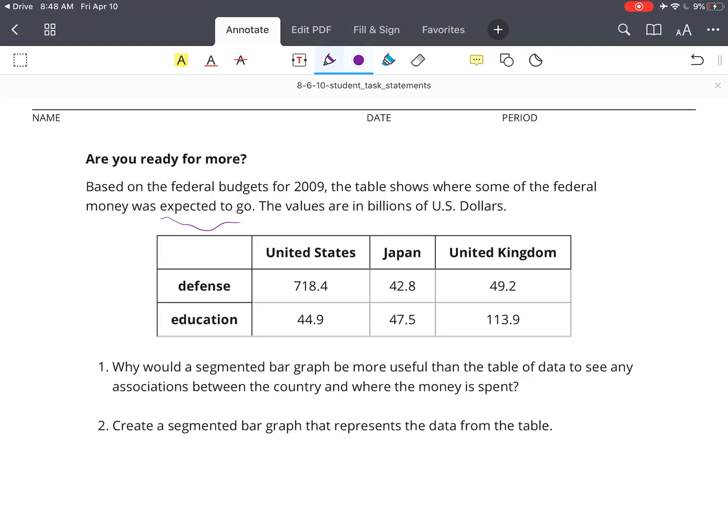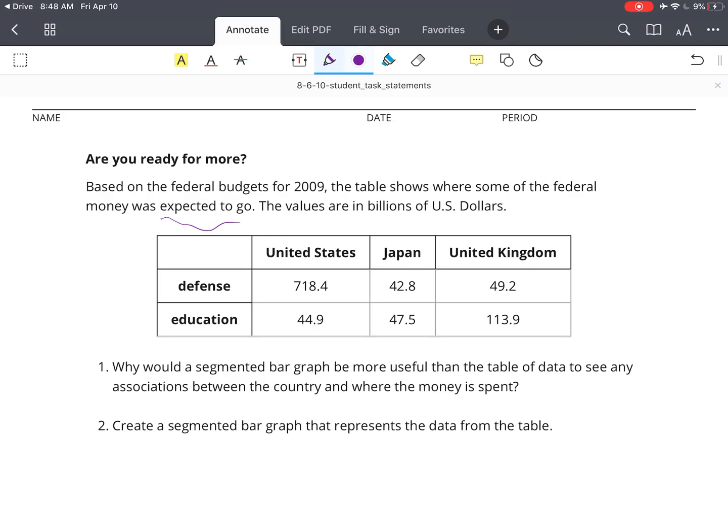Ooh, this triggers me. So the United States spent $718.4 billion on national defense, aka the military, and they only spent 44.9 on education. Mind you, we have 300 million people, okay? Now Japan spent 42.8 billion on the military, but they spent more, not only on education, but more than what the US is spending. And the population of Japan is nowhere near that of the United States.